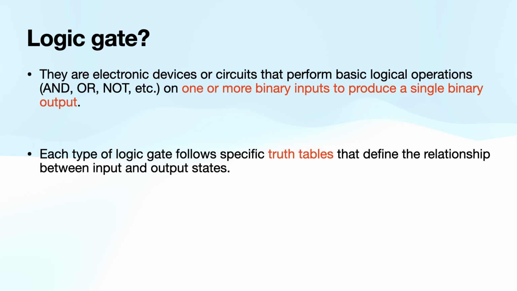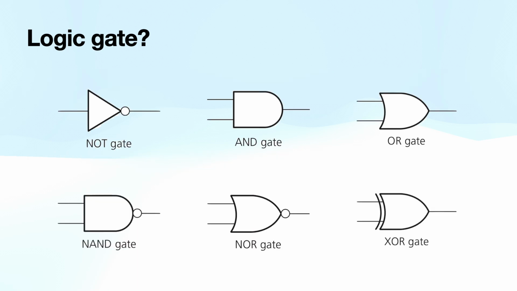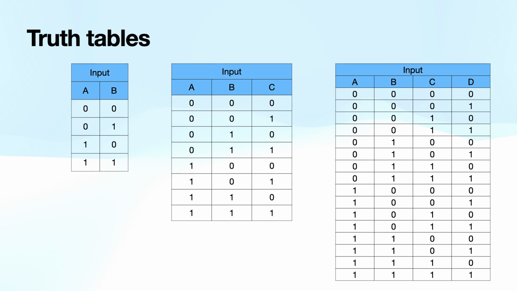Each type of logic gate follows specific truth tables that define the relationship between input and output states. In the upcoming unit, we will introduce the following 6 different types of logic gates: NOT gate, AND gate, OR gate, NAND gate, NOR gate, exclusive OR gate. But before we delve into introducing these 6 logic gates, let's first discuss what truth tables are. Truth tables are used to trace the output from a logic gate or logic circuit.